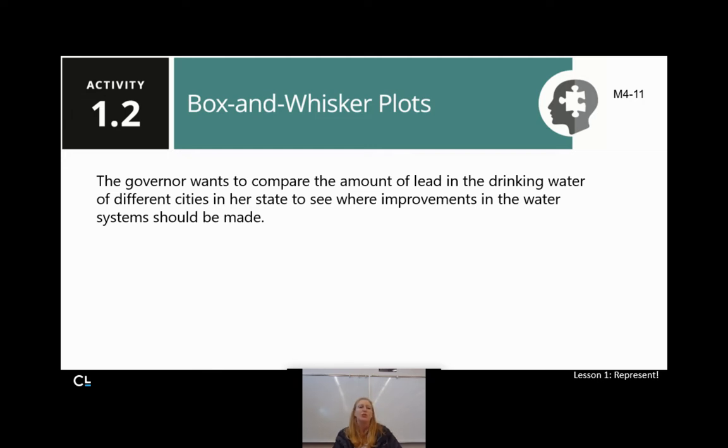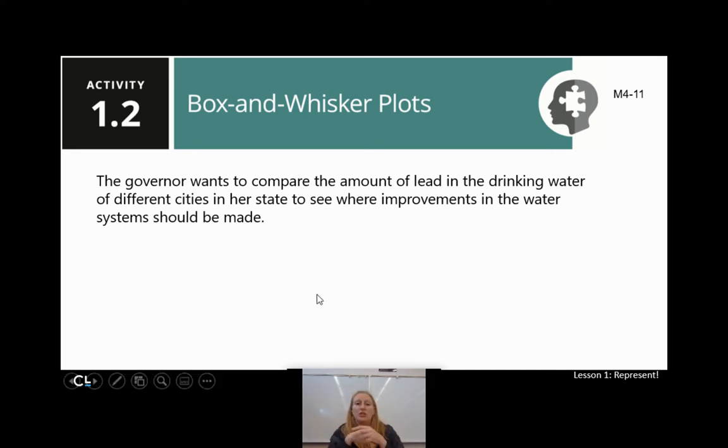So we're doing module 4, topic 1, lesson 1, but we're doing the second half of that. We're doing day 2 of this. So today we're going to be doing activity 1.2, and we're also going to be doing our talk the talk. And we're on page M4-11. Again, we're in volume 2 of our workbook, so make sure you're in the right place.